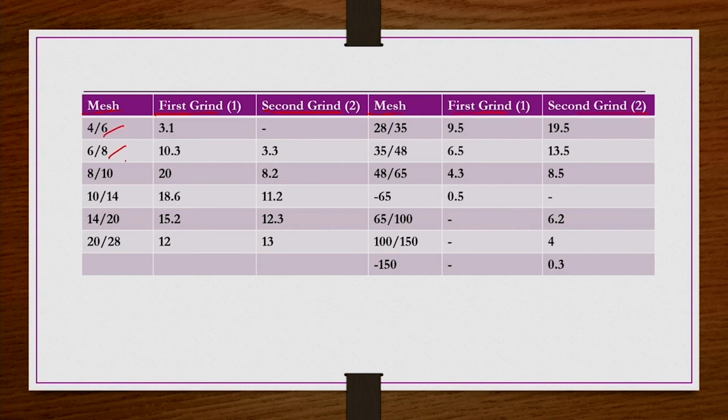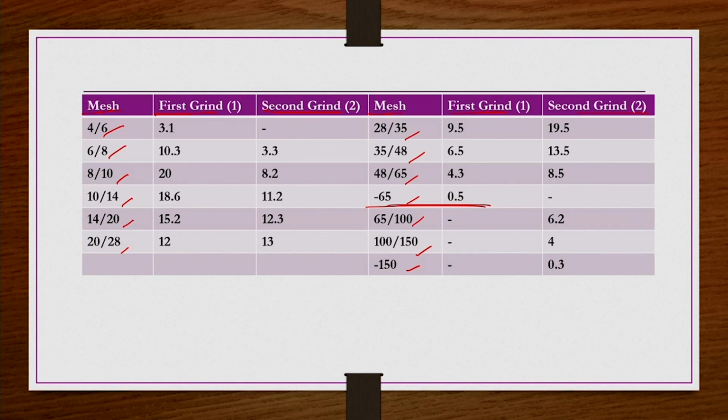Actually 4 by 6, 6 by 8, 8 by 10, 10 by 14, 14 by 20, 20 by 28, 28 by 35, 35 by 48, 48 by 65, minus 65, 65 by 100, 100 by 150, minus 150. In the first grinding, only up to 65 mesh size it is having, because there are not many fines. In the second grinding there are more fines, so further screens are attached at the bottom.